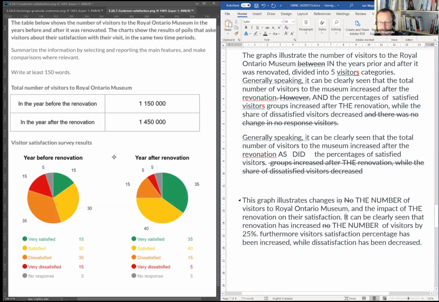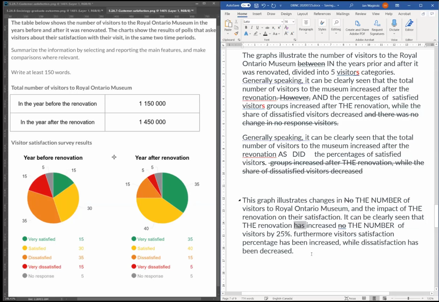It can be clearly seen that the renovation increased. We have no idea what happened after. We have no idea when this renovation was, so past simple is appropriate. Okay. Increased the number of visitors by 25%.